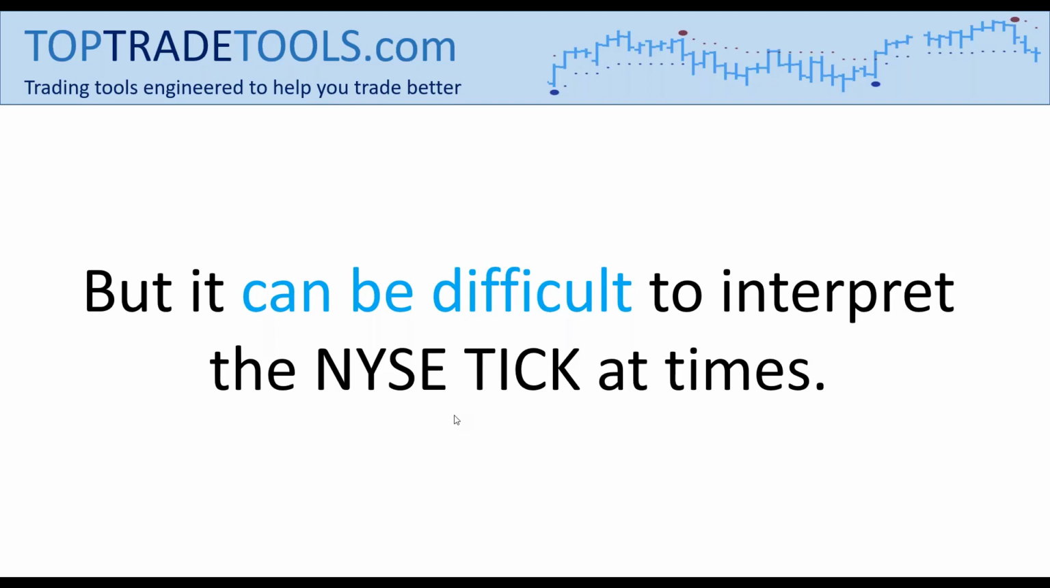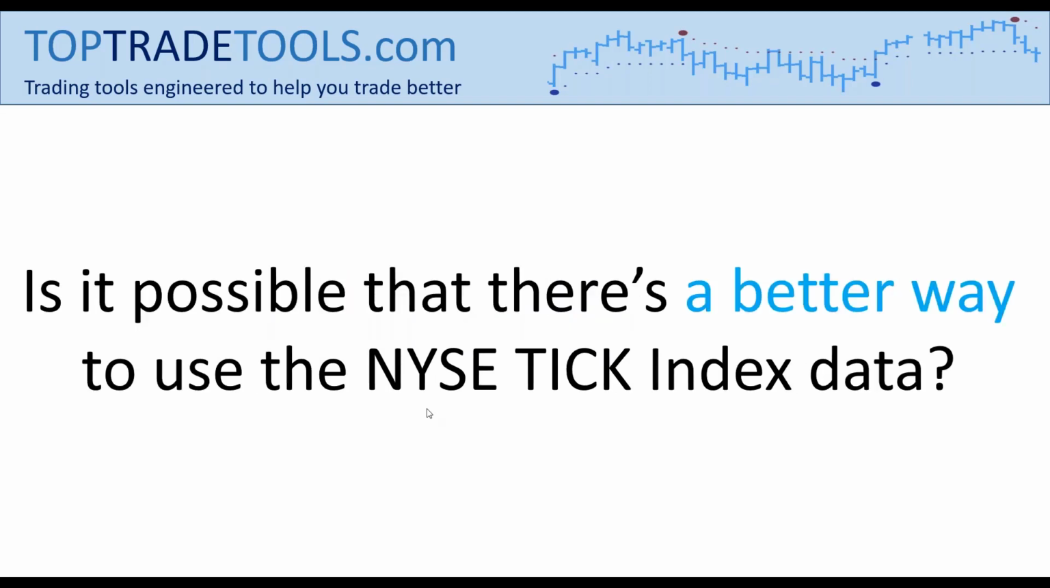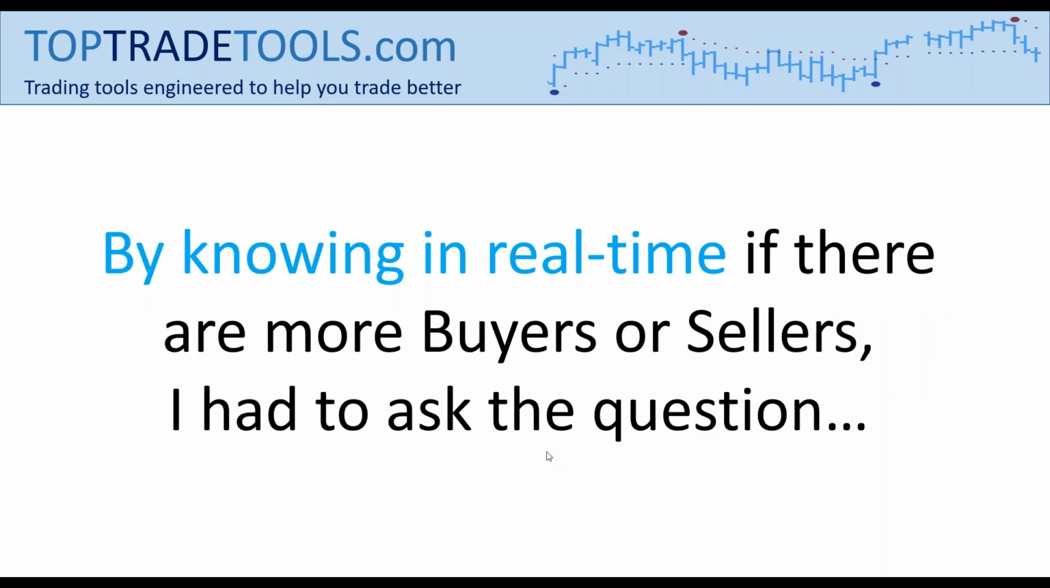Now, here's the drawback in my experience. It can be difficult to interpret the NYSE tick at times. It's almost like an EKG of the market, and it can be very noisy looking at times. I put the question out there, is it possible that there's a better way to use the NYSE tick index data? Not just the way they give it to us, but maybe there's a better way for us to translate this. Okay, so this set me on one of my research projects, and I came up with a very interesting way of using this data.